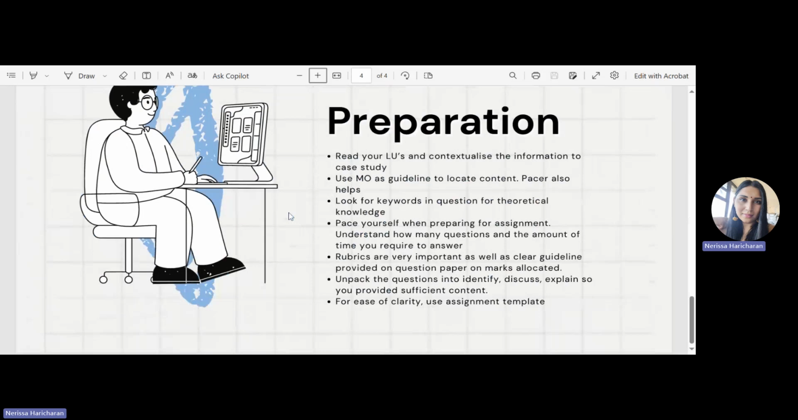And then the last one is just from a preparation perspective. Read your learning units, conceptualize what the information is that's relevant to the case study. Use your MO as a guideline. I've prepared PACERs as well, which is great, so it'll pinpoint exactly where you need to find the information. All of the keywords in the assignment is highlighted, so you can very easily pick up on what needs to be focused on. Pace yourself when you're answering the question.